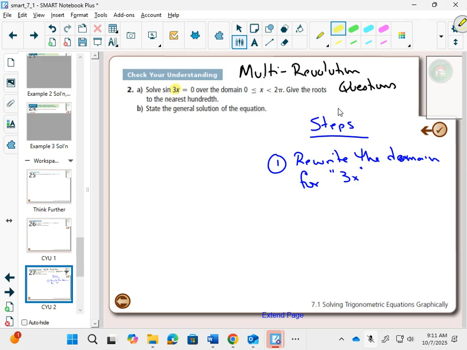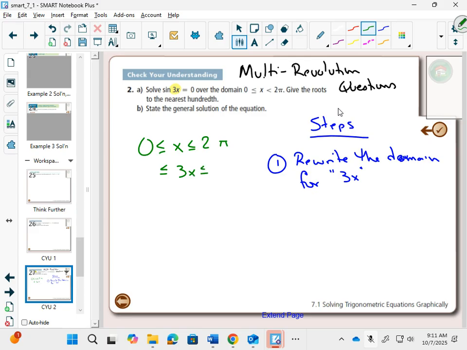We have a 3x inside of sine instead of just a theta or instead of just an x. So that's the new part. And what we're going to do is step 1 is rewrite the domain for 3x. So I'll write the steps in blue, and then beside it here, I'll do the question. So if the domain for x was between 0 and 2 pi, what would the domain for 3x be?